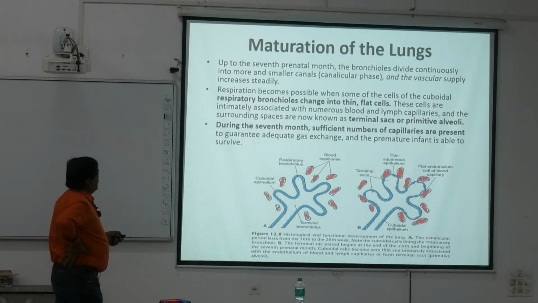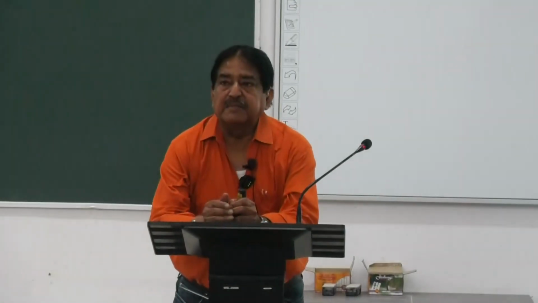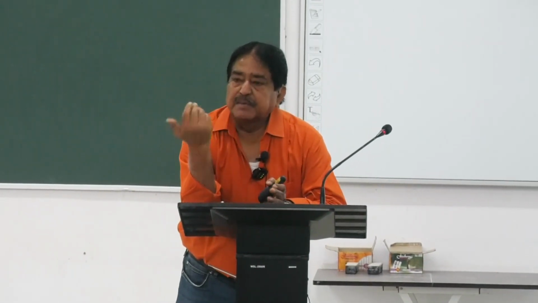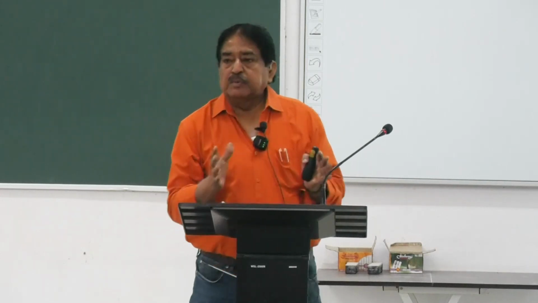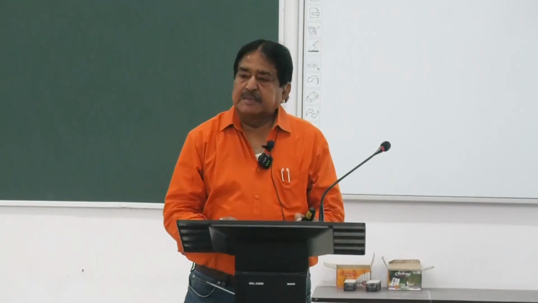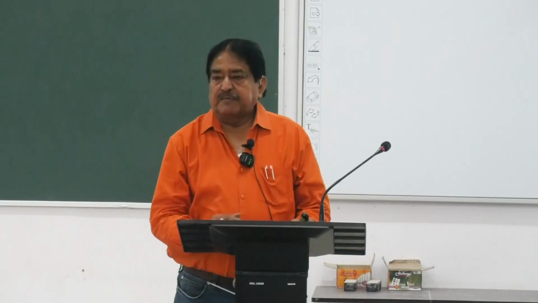And during the 7th month, sufficient numbers of capillaries are present to guarantee adequate gas exchange, and the premature infant is able to survive. Now, in 7 months, or if there is a twin, naturally 7 to 8 months, premature delivery. Modern NICUs are very well equipped, so the baby will survive. Or one of the babies may survive.